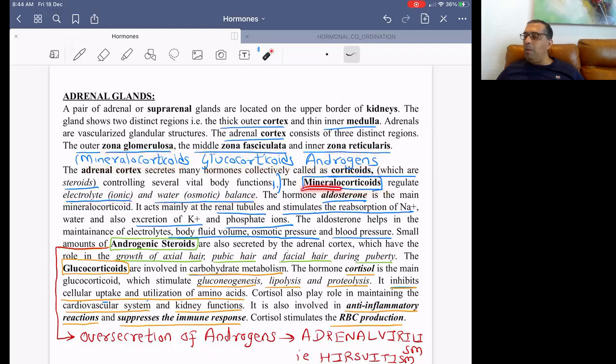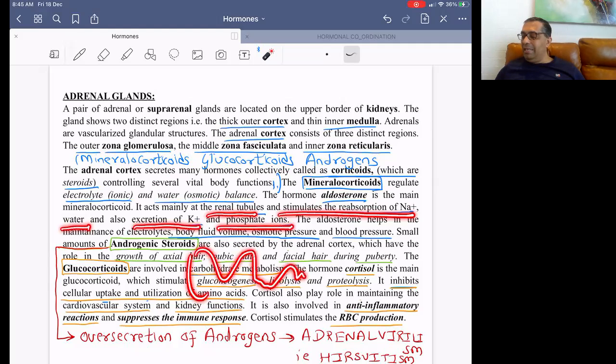Osmoregulation is done by mineralocorticoid. The main mineralocorticoid is aldosterone. It acts on the renal tubule and stimulates the reabsorption of sodium, water, and excretion of potassium and phosphate. Where does it act, if you remember? It acts on the distal convoluted tubule.